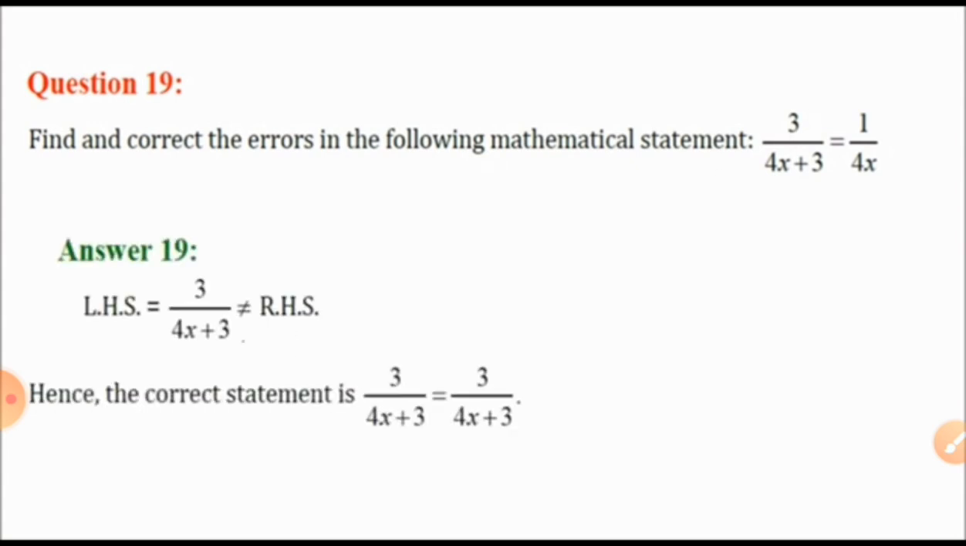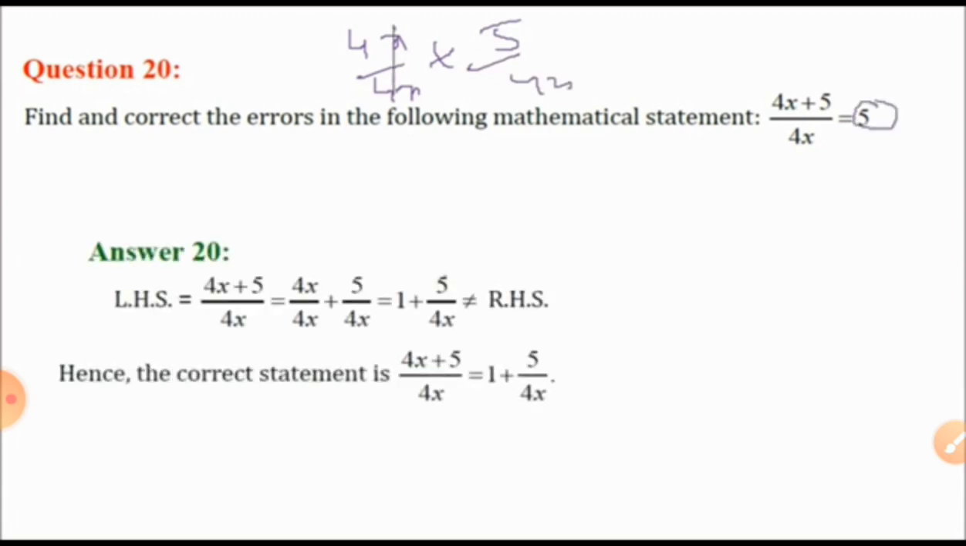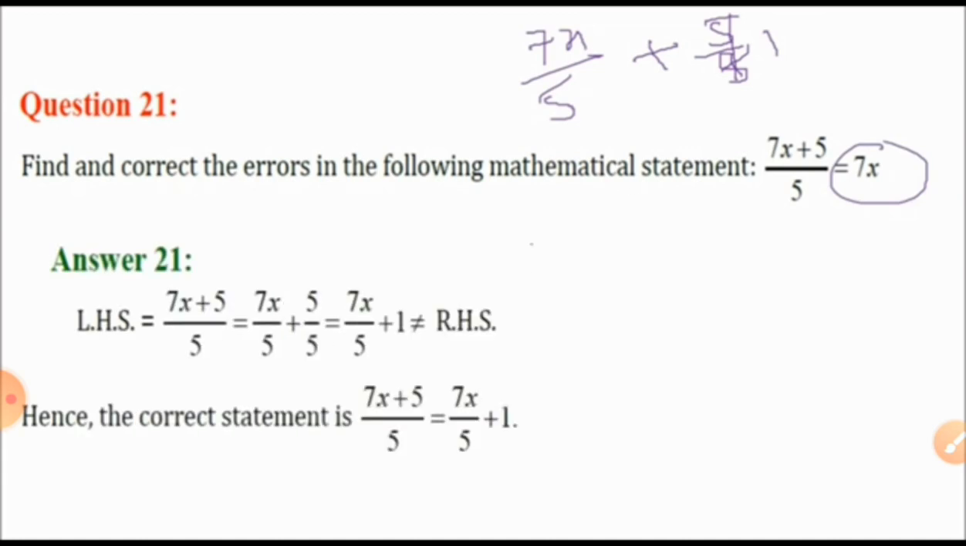19th one, 4x plus 3 upon 3. Can't we cancel the 3, beta? No, it has to be divided on both sides. 4x plus 5, 4x upon 4x plus 5 upon 4x will be the answer. Is it? Yes. So you are having good practice of all these questions very fast. Divided by 5, that means 7x upon 5 plus 1. Yes, that is a wrong answer given. The statement is wrong. Our answer is 7x upon 5 plus 1.